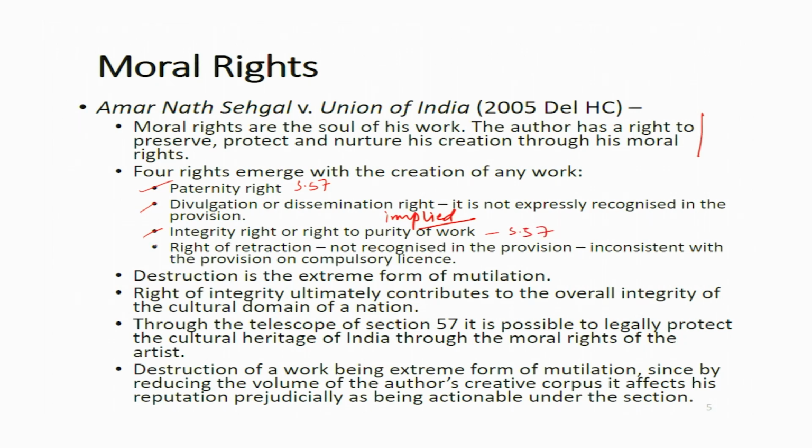And the last right which he says comes into existence is right of retraction. Right of retraction means right to retract your work from market. It is the author who will decide whether I want to have the work in market or not. So he has the right to withdraw his work from market. This has not been recognized in section 57, it is not there expressly. Can we say that it is impliedly there? That is a question which needs to be answered.